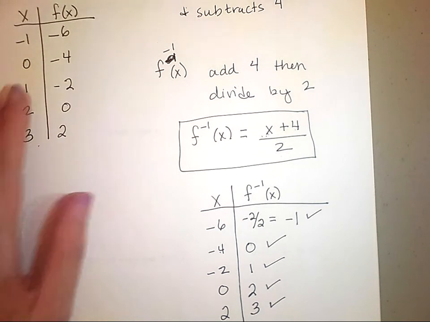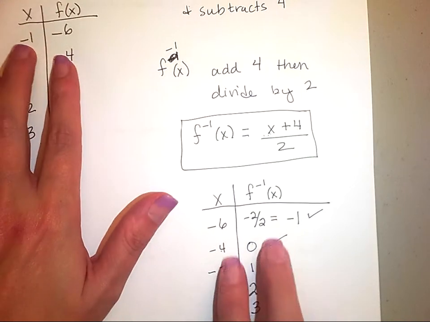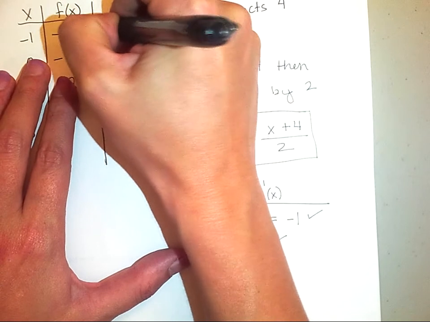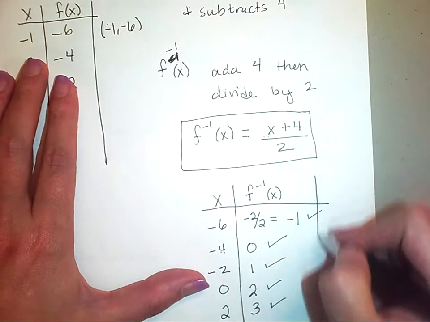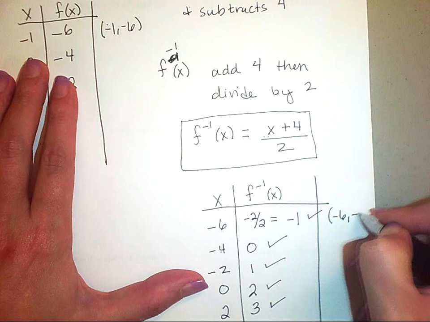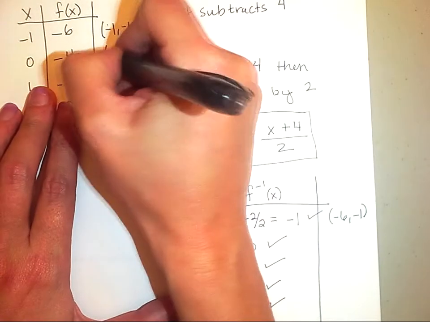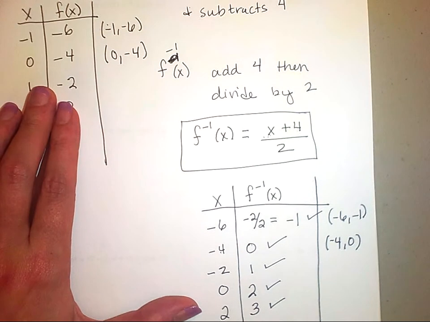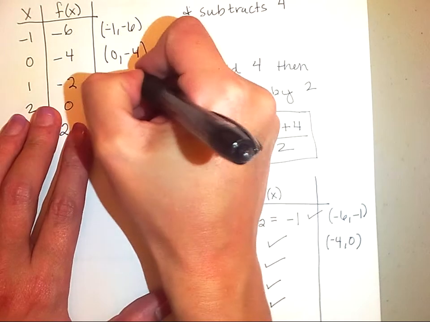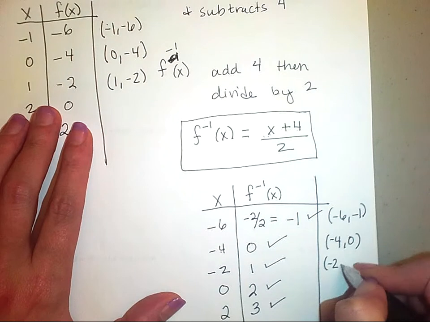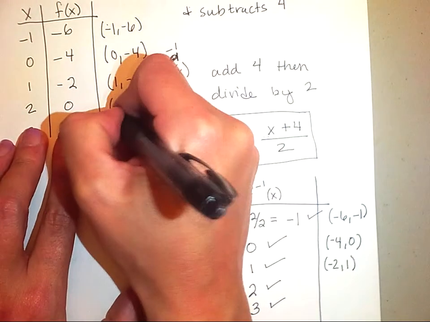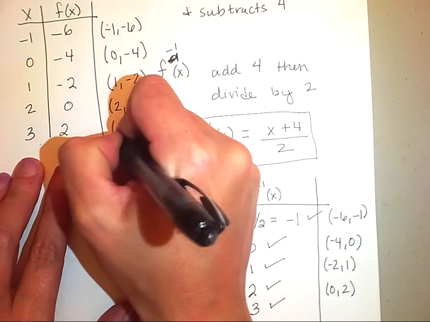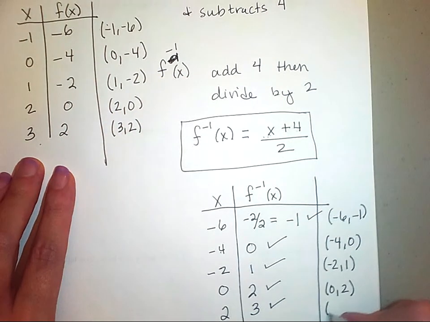So what we can see here is that we have a flipping of the coordinate pairs. On this graph, we'll have -1, -6, but on our inverse graph, we'll have -6, -1. Here, we'll have 0, -4, and here we have -4, 0, and it continues. 1, -2, and -2, 1. 2, 0, and 0, 2. 3, 2, and 2, 3.